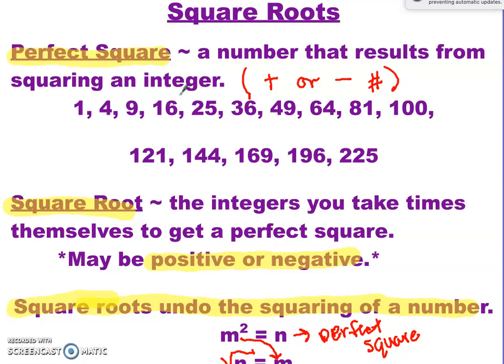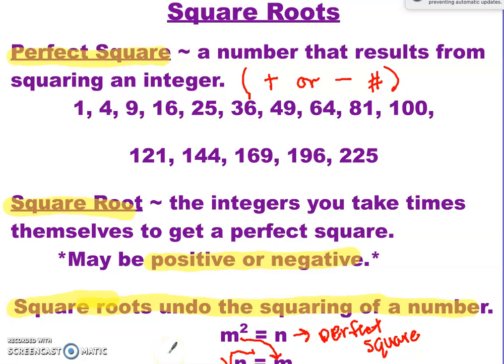It's good to remember that negative 4 times negative 4 will get me 16 also. So these could be both positive and negative. The root could be both positive and negative. It's good to remember these. So this is 8 times 8, 9 times 9, 10 times 10, 11 times 11, 12 times 12, 13 times 13, 14 times 14, and 15 times 15. These are the first 15 perfect squares. The square root is going to be that integer or that number you take times itself to get that perfect square. And it's good to remember it's both positive and negative.